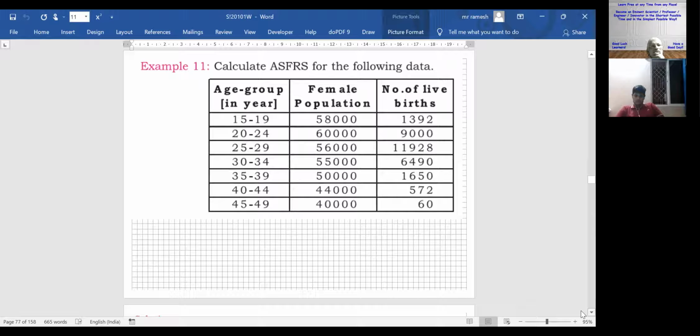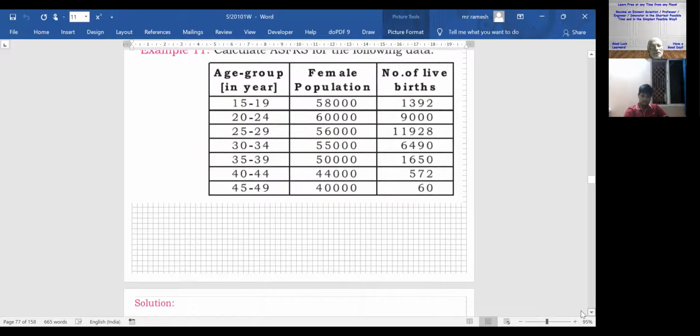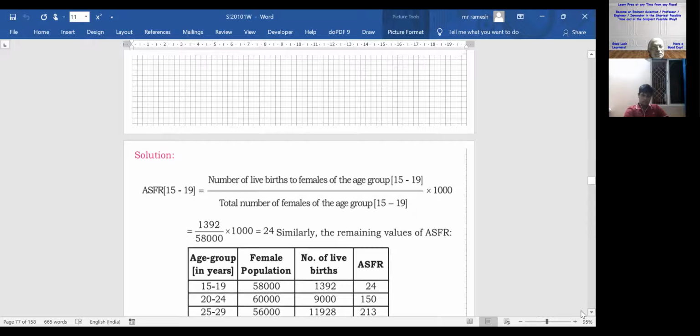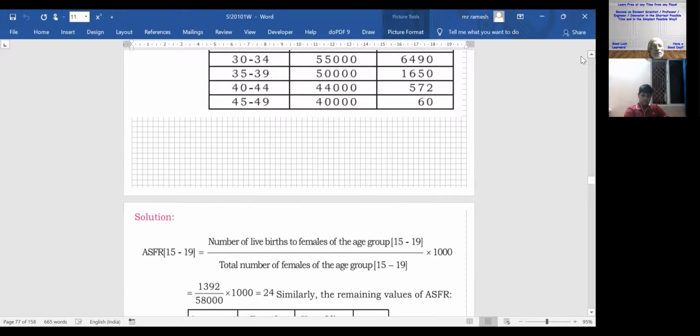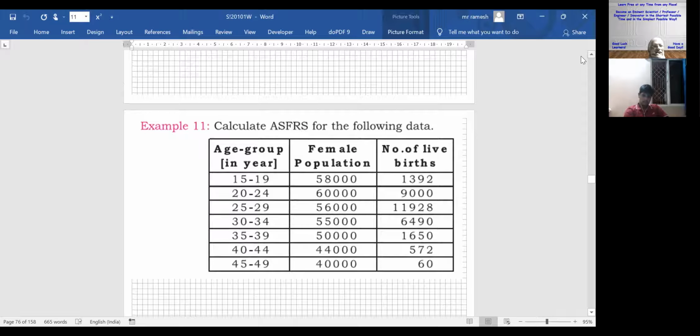Now take this problem. Calculate ASFRs for the following data. So here he has added that another S, but I think that is not required, unless he specifies the particular thing. Maybe here it is like this.